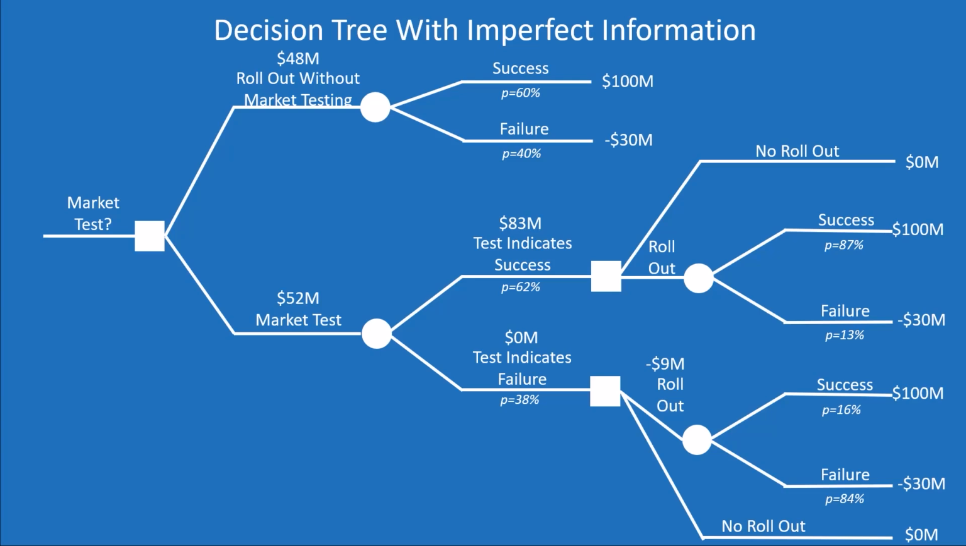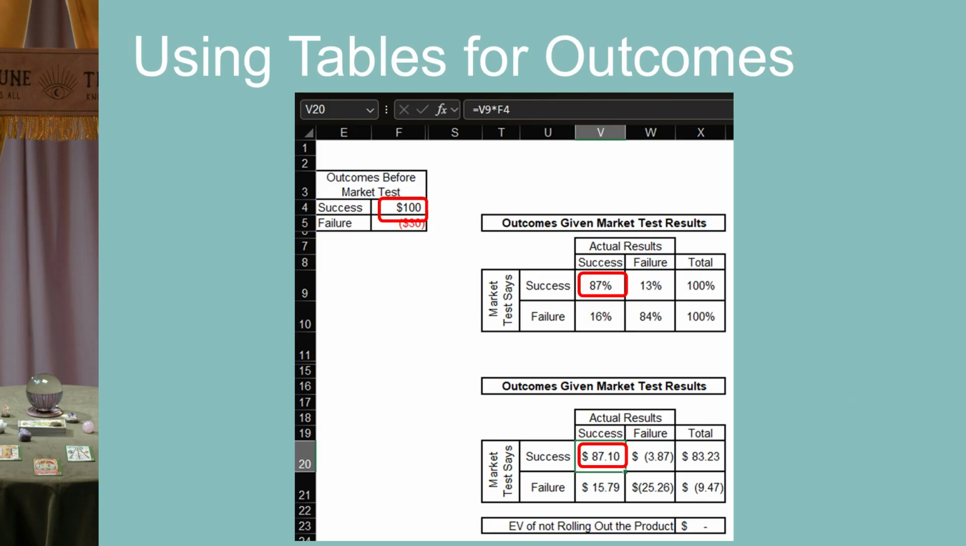Similarly, the expected value calculation of rolling out the product after a successful market test is 87% times 100 million plus 13% times minus 30 million, which equals $83 million. This is much higher than the $0 expected value of not rolling out the product, which is an option I show on the tree. So the expected value of a successful test leading to a product rollout is the $83 million. If the test indicates a product failure, rolling out the product has a negative expected value. We would not roll out the product, which has an expected value of 0.